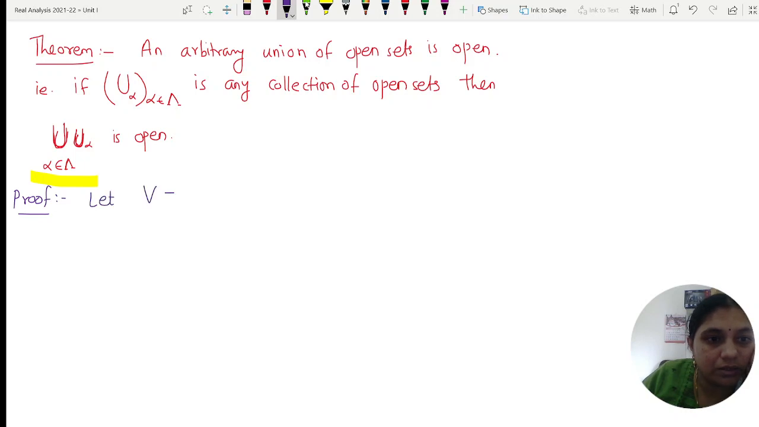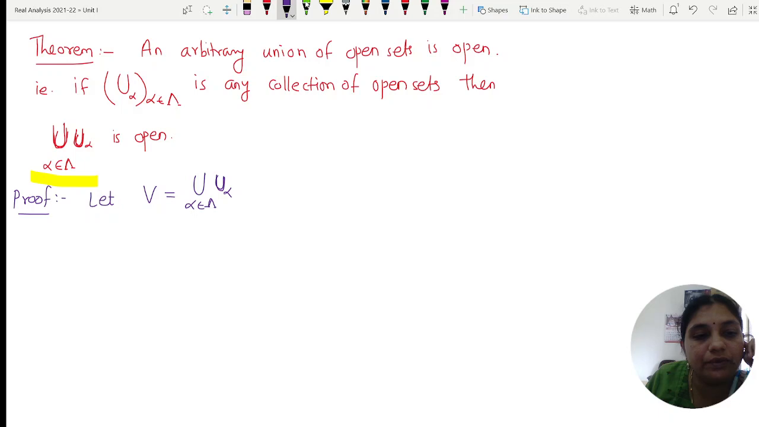Let V be equal to the union over alpha belonging to lambda of U alpha. What is my claim? I want to show this V is an open set. When I say some set is open, it means for every x in that set I can find some open ball which is totally contained in that set.